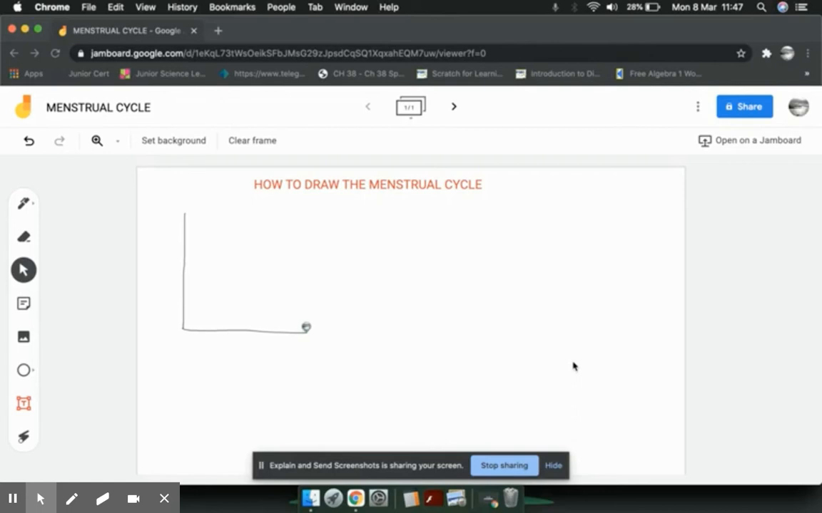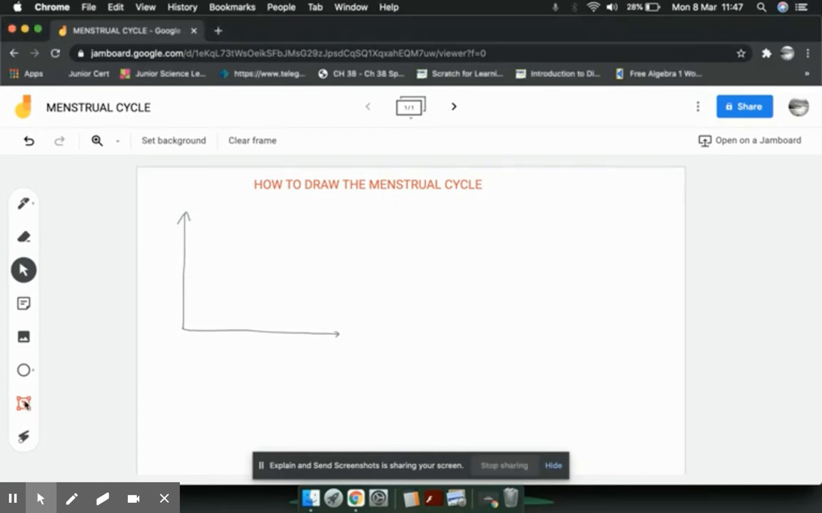So you draw your two axes, okay? We have an x-axis and a y-axis. Down the bottom, the x-axis represents time in days, okay? Because remember, this is a 28-day cycle. When you're drawing this as well, remember the vertical axis is going to be representing either the thickness of the uterus or the thickness of the endometrium. So if you're thinking, what's the endometrium? It is the lining of the uterus.